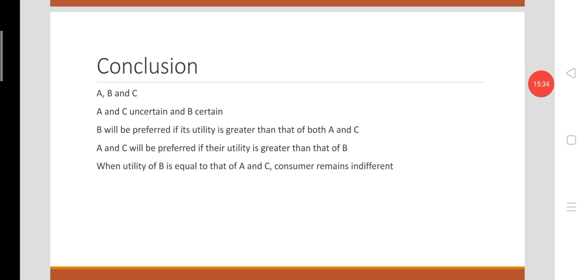Here let me conclude the presentation on the Neumann-Morgenstern hypothesis, or NM utility index. Here three options are there before an individual. He has to make a choice, and A and C are uncertain outcomes. B is a certain outcome of an economic activity, and B will be preferred if its utility is greater than the expected utility of the uncertain outcomes A and C. At the same time, A and C, the two uncertain outcomes, will be preferred if their expected utility is greater than the utility of the certain outcome B. At the same time, the individual will be indifferent, he will not make any choice, if the expected utility of the uncertain outcomes is exactly equal to the utility of the certain outcome B.